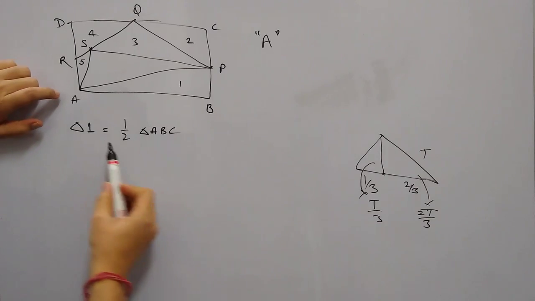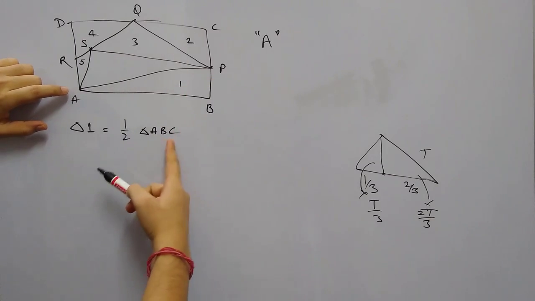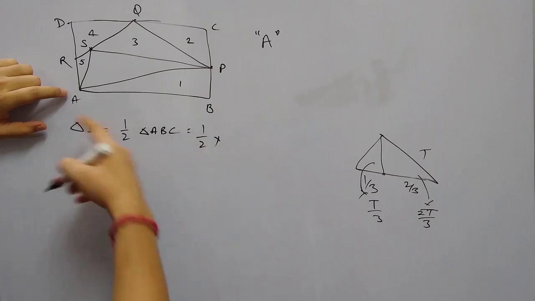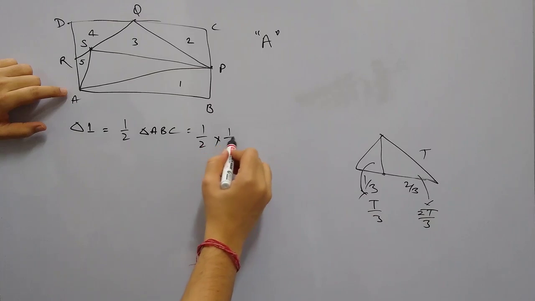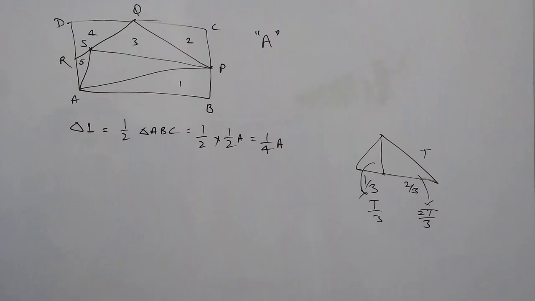So the same concept we are going to apply here, just that we need to see which triangle can be extracted from where. Triangle 1, APB, is half of ABC, and ABC is what? It's half of A, right? ABC, because AC will be the diagonal. So it will be half of A, or I can say it is 1/4 of A. So we have got triangle 1.